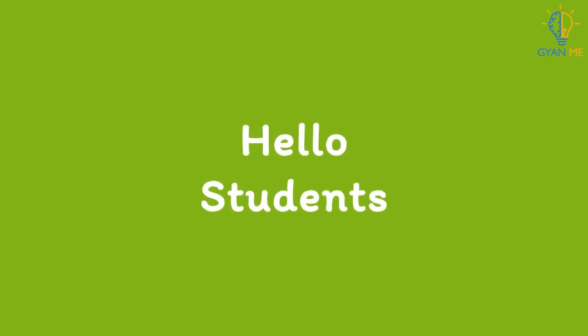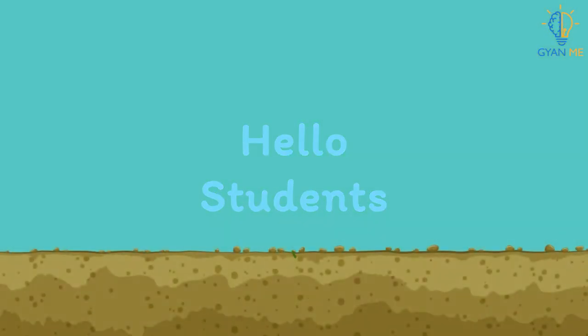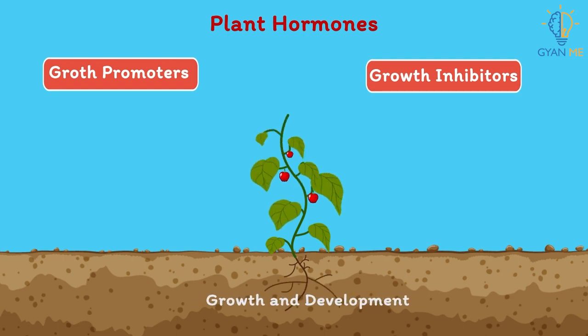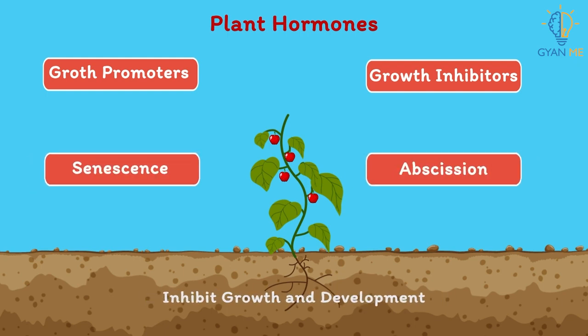Hello students. In our last video, we learned about plant hormones which promote growth and development in plants. In today's video, we will study hormones which inhibit growth and development in plants and also help in abscission and ripening of fruits.